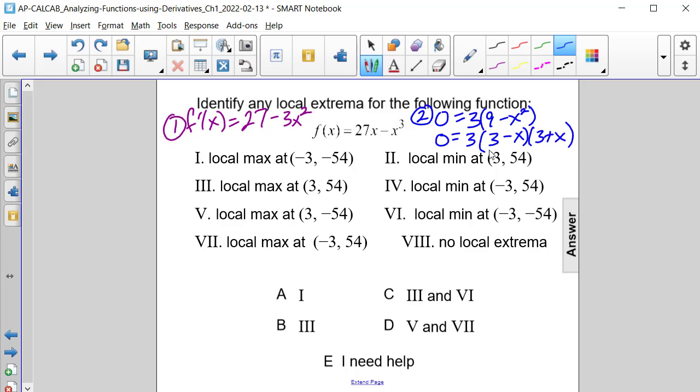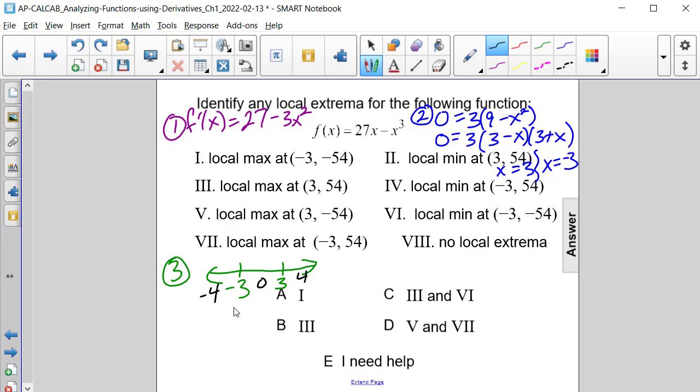And then from here, we can figure out our critical values. Our critical values are going to be x is equal to 3 and x is equal to negative 3. And now we can make our sign chart based on this information. So we have negative 3 and positive 3. And let's substitute negative 4 in for x, 0 in for x in between, and then positive 4 to see what our function is doing.